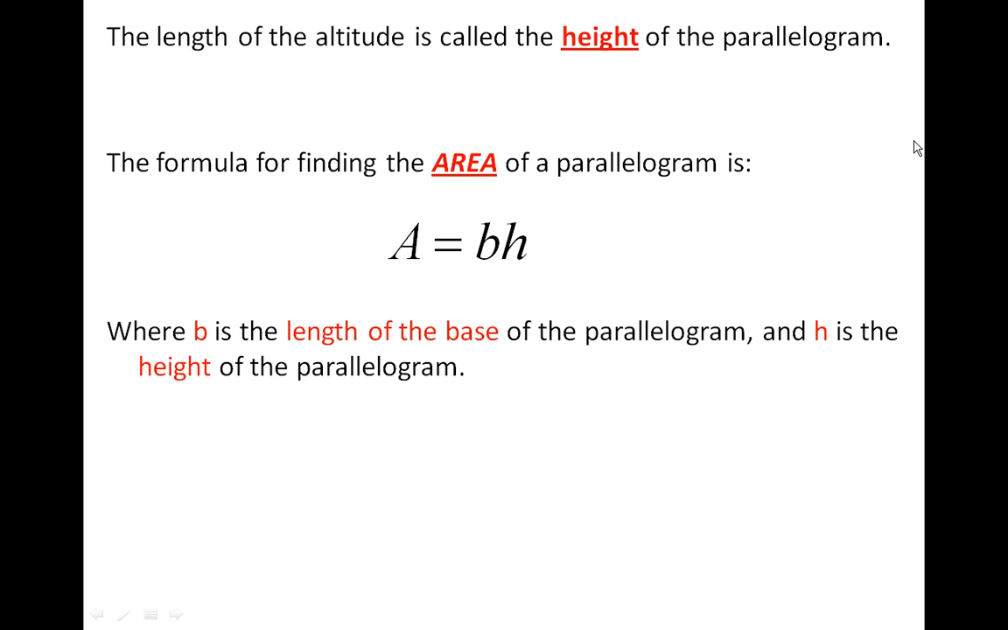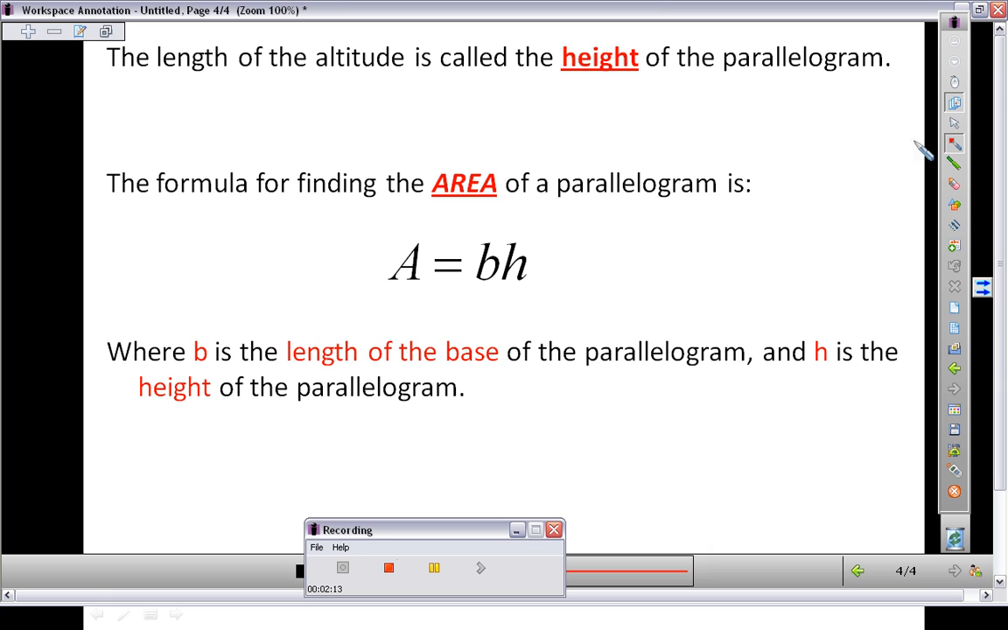So moving on. Here we're going to get into how to find the area of a parallelogram. We're going to call the length of the altitude the height in the parallelogram. And that's going to lead us to the formula for finding the area of a parallelogram. So the area of a parallelogram is going to equal base times height. That's where B is the length of the base and H is the height of the parallelogram. That's why it is so important that you recognize what both the base is and what the height is. So we're going to use this formula for our first few examples.